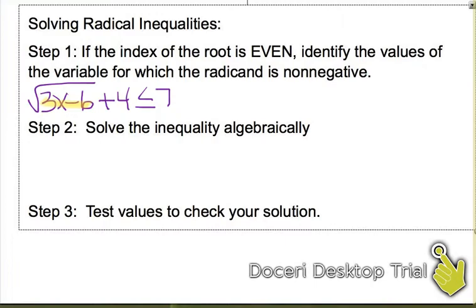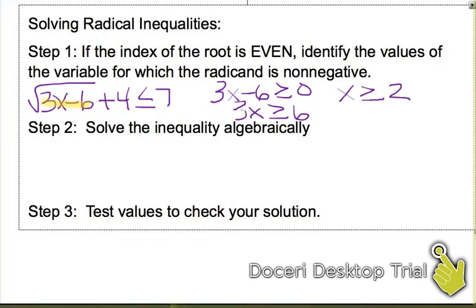I need that to be non-negative since I'm taking an even root. So I would say that 3x minus 6 must be greater than or equal to 0. So 3x has to be greater than or equal to 6. So therefore, in my solution, I have a restraint on my domain, right? X must be greater than or equal to 2. Otherwise, I end up with a negative radicand, and I cannot take an even root of a negative radicand.